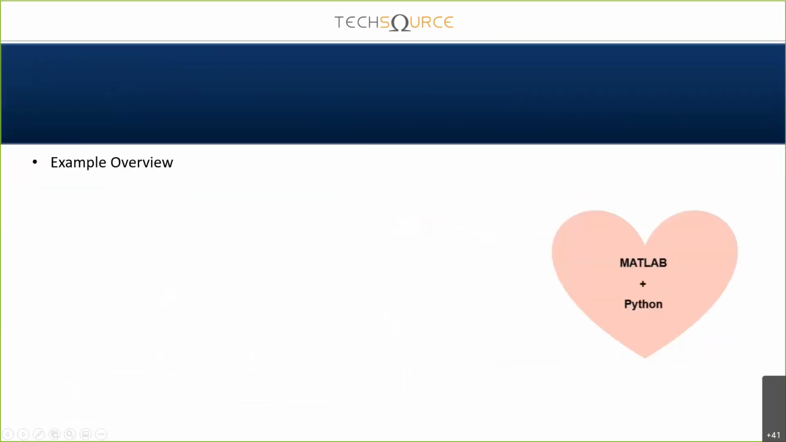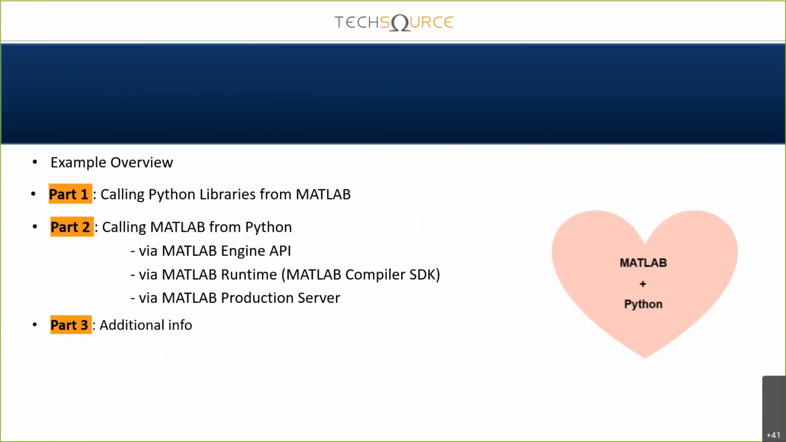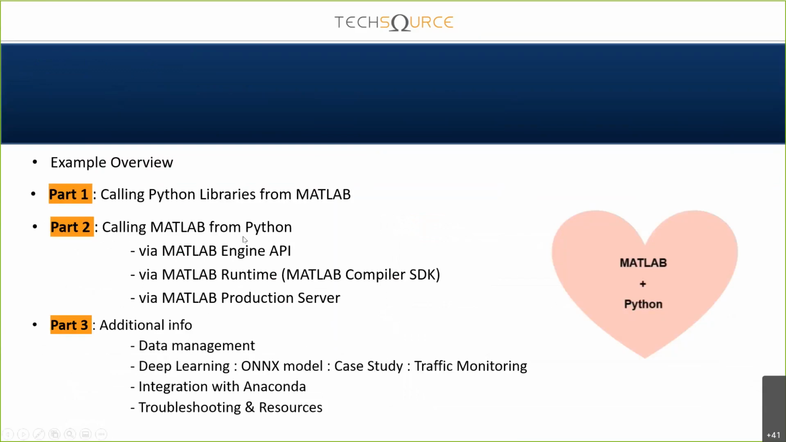Yeah. So this is a summary today. Today we have gone through a few demos, like how to call Python libraries from MATLAB, and how to call MATLAB from Python through 3 methods. Via MATLAB engine API, this requires the server machine to have MATLAB with license. Through MATLAB Runtime, the server machine doesn't need to have a MATLAB license. And MATLAB Production Server for enterprise solution. And additional information like data management, deep learning, ONNX model, and a case study on traffic monitoring. I gave you some hints on how to integrate with Anaconda.